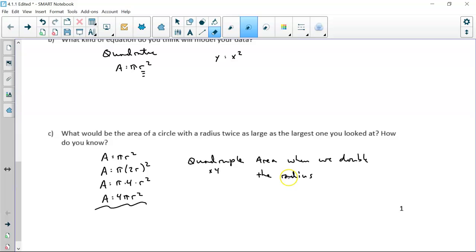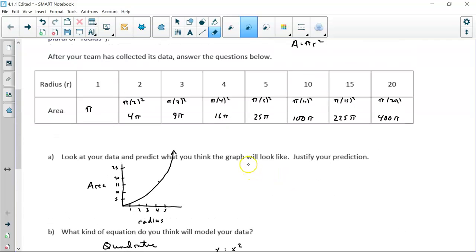And you can see that in our table. When our radius was 1, when we doubled it, we had 4 pi. When our radius was 2, when we doubled it, we got 16 pi. When our radius was 5, we had 25 pi. When we doubled it to 10, we got 100 pi. We quadrupled it. And then from 10 to 20, 100 times 4 is 400.